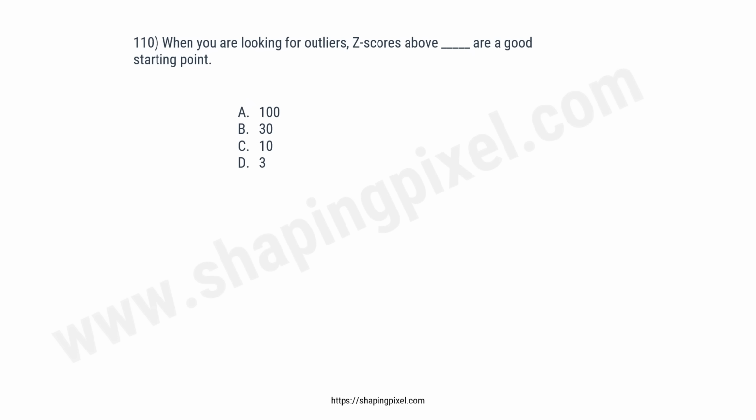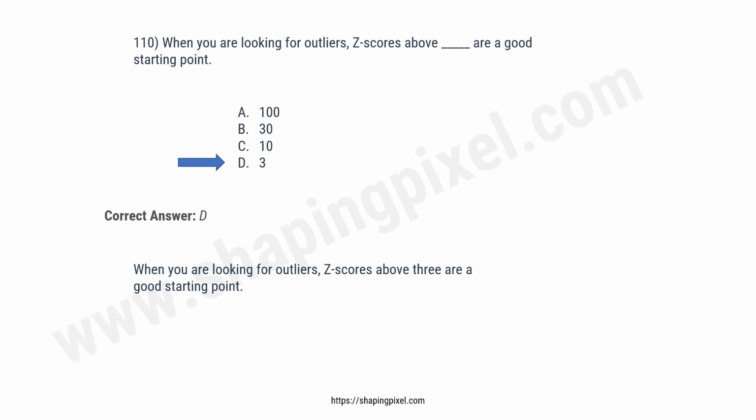Question number 110. When you are looking for outliers, Z scores above dash are a good starting point. And we have four options: 100, 30, 10, 3. So the right answer here is option D, 3. So when you're looking for outliers, Z scores above 3 are a good starting point.